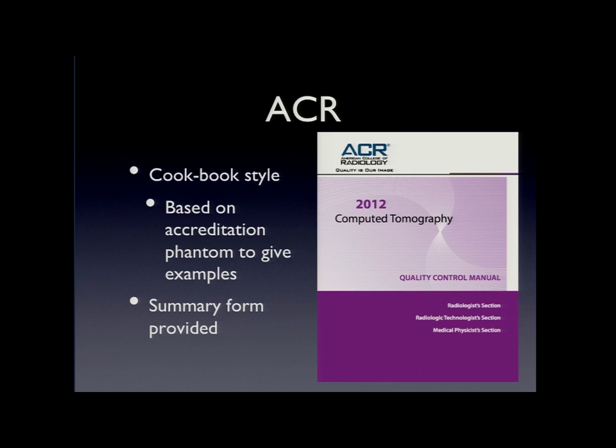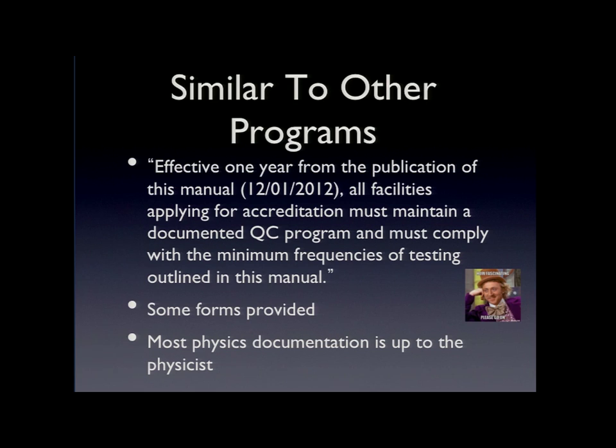The one probably most people are really used to is the ACR manual. What's really good is it's just a recipe for doing QC. All of the steps are outlined in there. I think people have probably gotten copies of it, and it's based on the accreditation program and using that phantom. And then the summary forms are provided in that as well. This became effective a year after it was published back in December 2011, so it became effective in 2012.